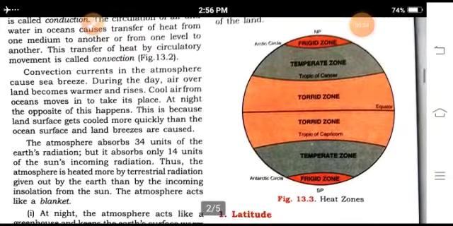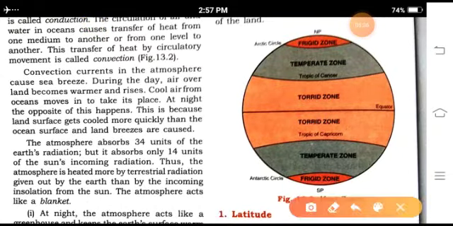Convection currents in the atmosphere cause the sea breeze. During the day, the land becomes warmer and the air rises. Cool air from the ocean moves in to take its place. At night, the opposite of this happens. This is because the land surface cools more quickly than the ocean surface, and land breezes are caused.